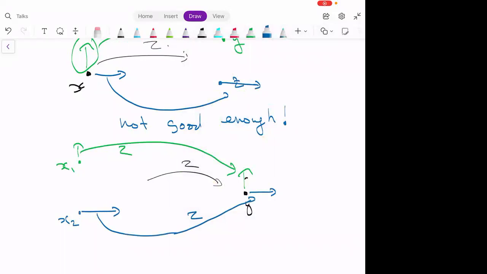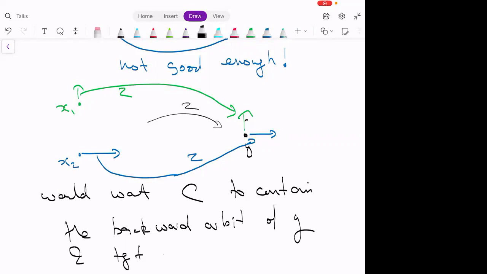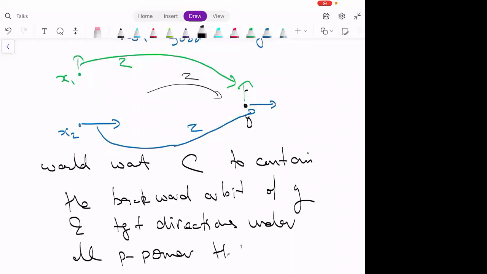But then, for things to go through, you would want your C to contain the backward orbit of Y and your tangent directions under all p power Hecke operators. And well, this looks impossible, right? Because this looks like you're imposing infinitely many conditions while constructing your curve. And why is it at all possible or feasible that you can find a curve that satisfies these infinitely many conditions? Namely, it has to contain the backward orbit of your fixed point Y and the tangent directions for every single p power Hecke operator. So how do you ensure that this happens?